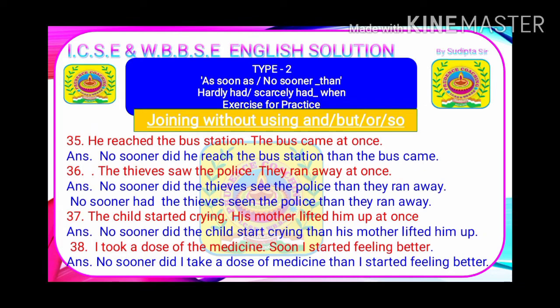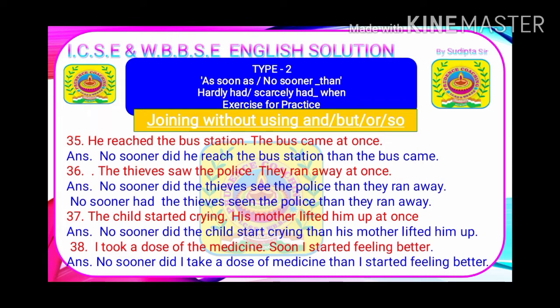Here are more questions and this will help you to understand the pattern better. The question is, he reached the bus station, the bus came at once. No sooner did he reach the bus station than the bus came. The thieves saw the police, they ran away at once. No sooner did the thieves see the police than they ran away. Using no sooner had the thieves seen the police than they ran away.